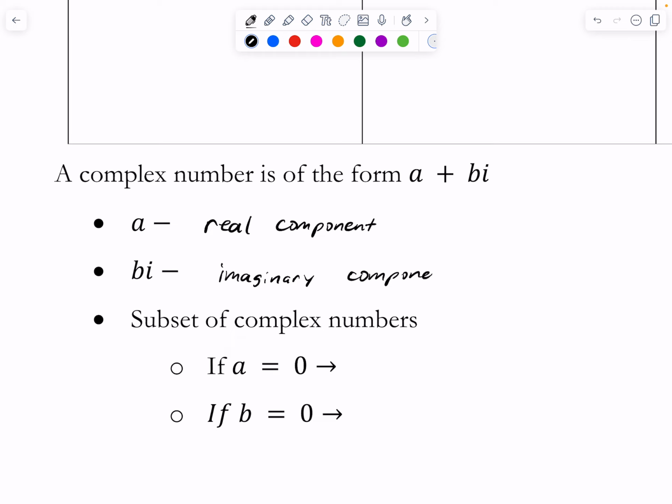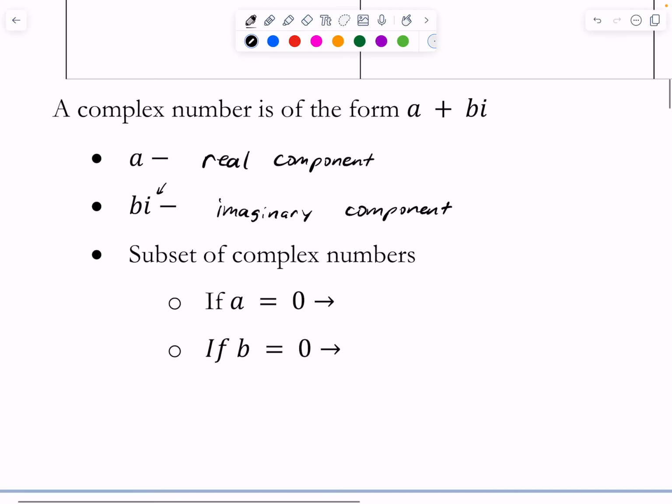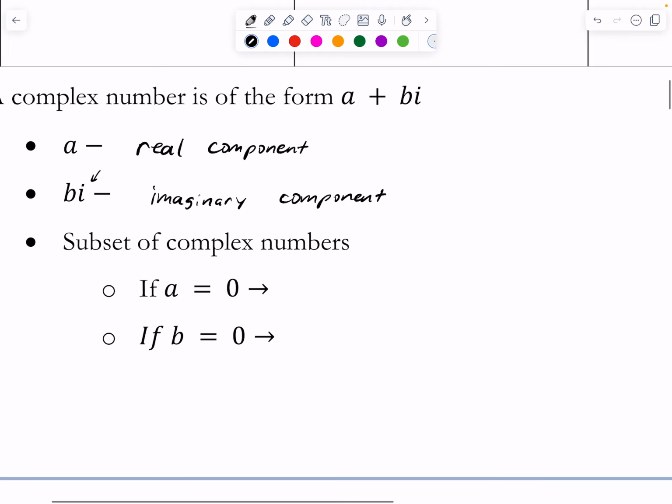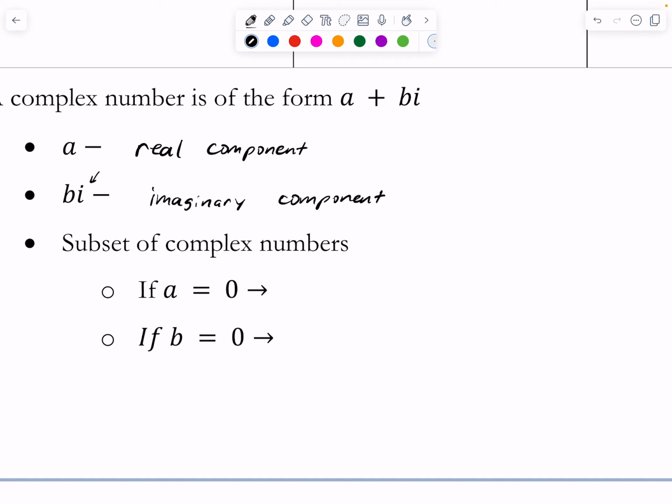So when you hear me talk about complex numbers, there's going to be a real piece and an imaginary piece. And that imaginary piece, as you notice, is going to include that letter i. Now, if you have a equals 0, so if your real component is 0, if you had 0 plus 6i, you're not going to write that. You're just going to write it as 6i.